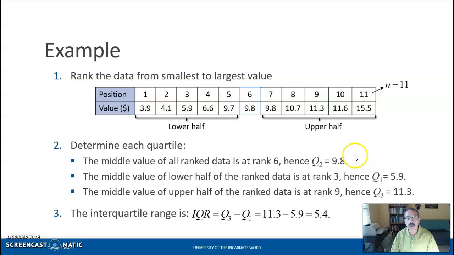To find the lower quartile, Q1, we find the middle value of the lower half of the data, which is 5.9. To find the third quartile, we find the middle of the upper half of the data, and that's going to be 11.3. And the interquartile range is just the difference between the third quartile and the first quartile, which is 11.3 minus 5.9, that's 5.4. Also, the minimum is 3.9 and the maximum is 15.5.